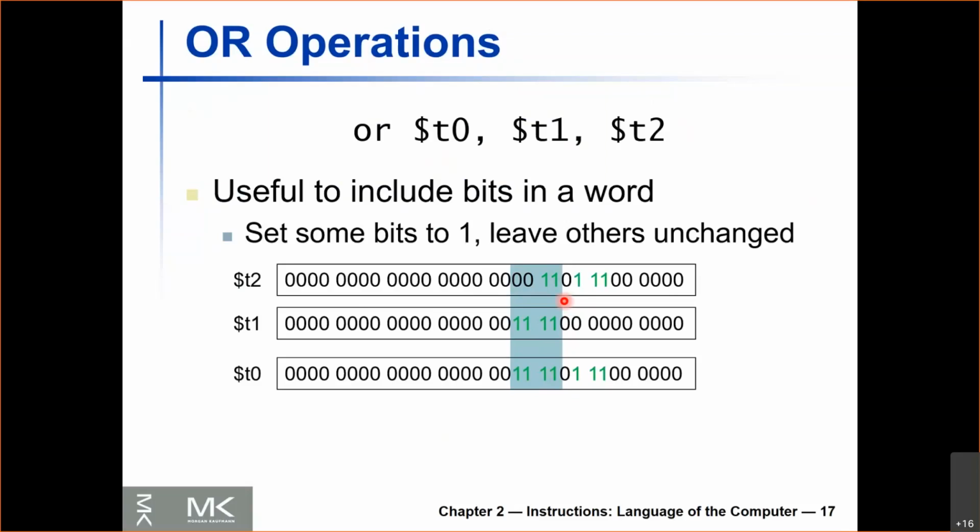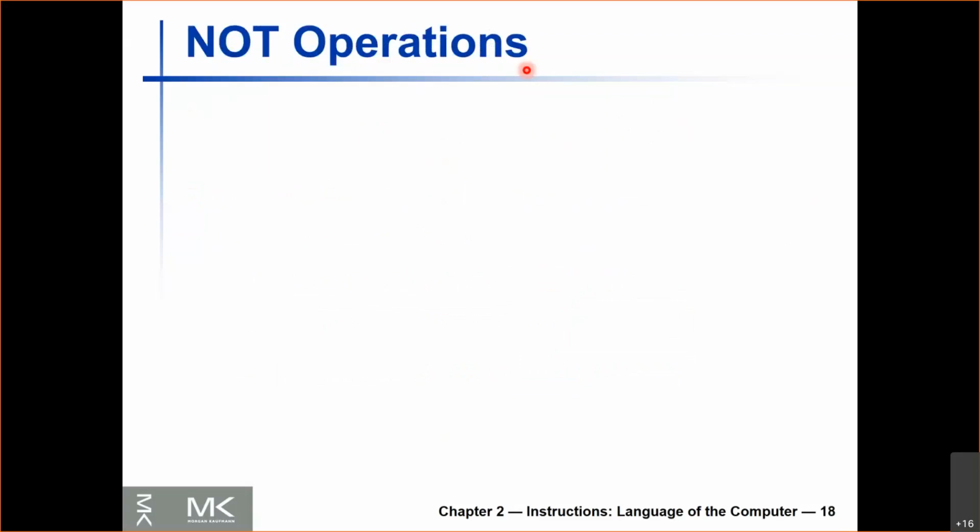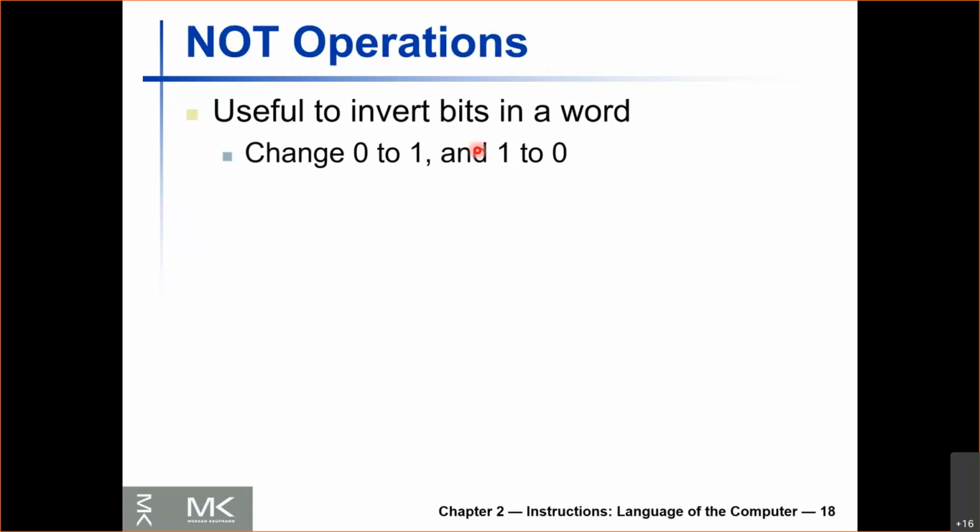Okay, well, finally, the NOT operation. So a NOT operation is useful for inverting the bits in a word. So let's say I have a word, I want to invert all the bits in that word. So if they're zeros, I want to make them ones. If they're ones, I'm going to make them zeros.